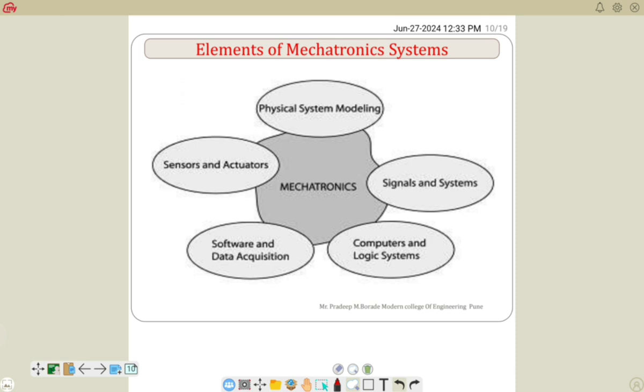There are required some signals and systems, then computer and logic systems to control all the signals, then to record these parameters, software and data acquisition is required, and also sensors and actuators. So these are the basic elements of a mechatronic system. In this unit we will focus on the sensors and actuators. These are the most important part of this mechatronic system.